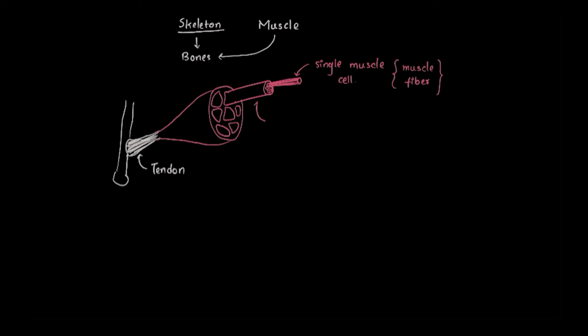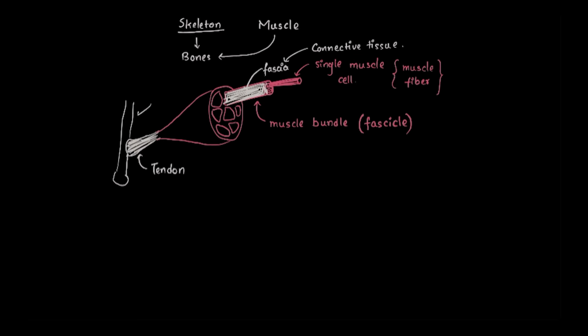So this part from which a single cell emerged, many single muscle cells combine together to form what is called a muscle bundle. This has got a fancy name called fascicle. And this muscle bundle is surrounded by a connective tissue. So this connective tissue is called the fascia.